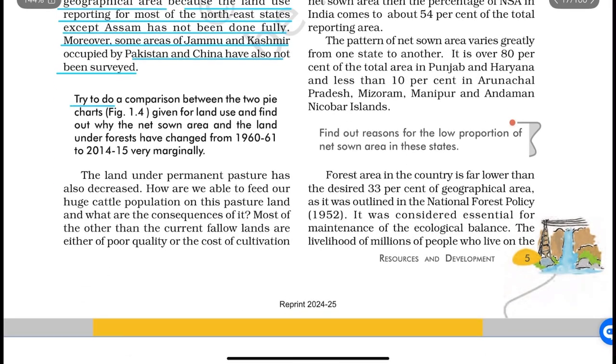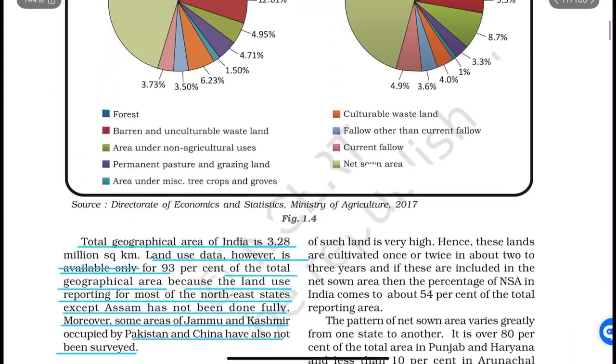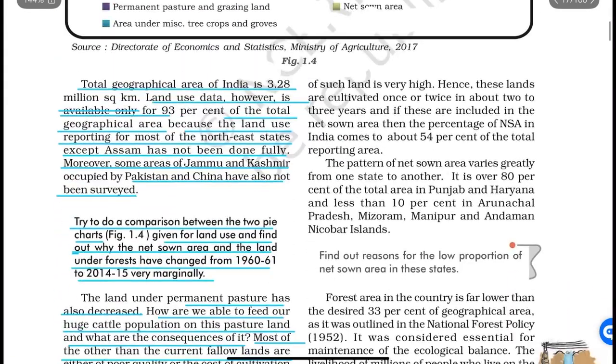In this activity, try to compare the two pie charts given for land use and find out why the net sown area and land under forest have changed very marginally from 1960 to 61 to 2014 to 15. The land under permanent pasture has also decreased. How are we able to feed our huge cattle population on this pasture land, and what are the consequences of it? Most of the other than current fallow lands are either of poor quality or the cost of cultivation of such land is very high.